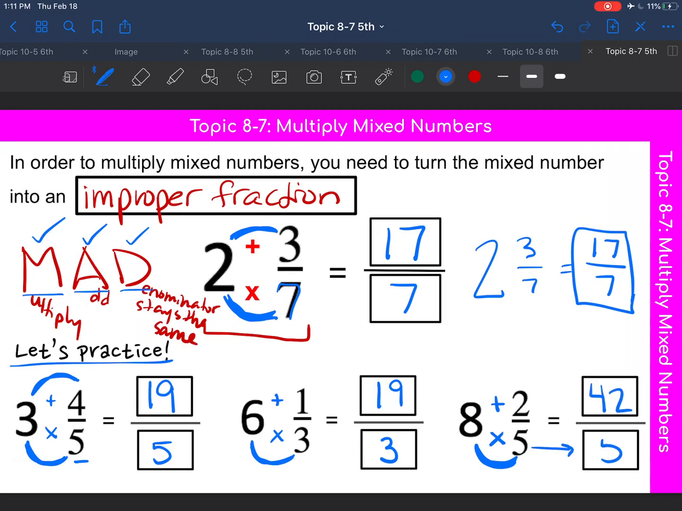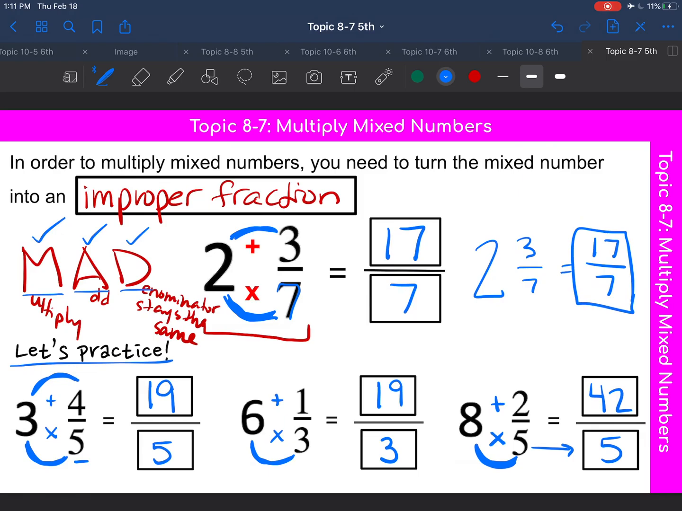Denominator stays the same. So I just wanted to review how to, or even if you haven't seen this process before, to introduce how to convert a mixed number to an improper fraction, because you will need to know how to do this when it comes to multiplying mixed numbers.